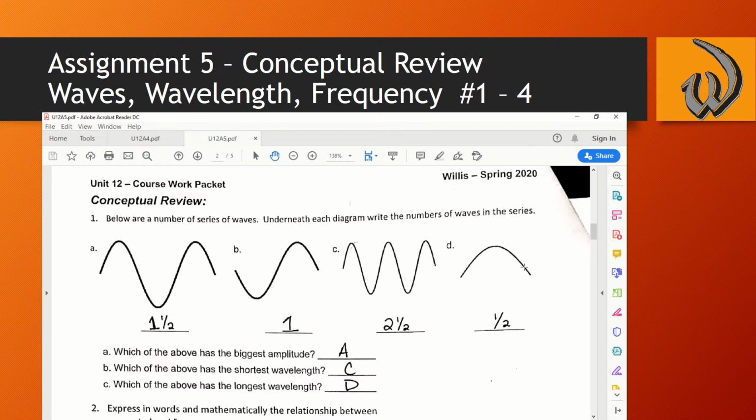And then letter D is just half of a wave. It's the positive half as opposed to the negative half that would contain the trough. It's only one individual segment, half of a wave.